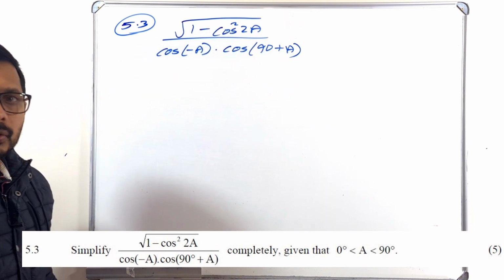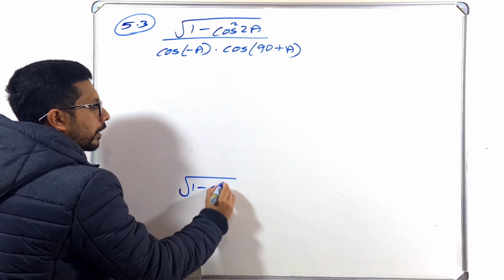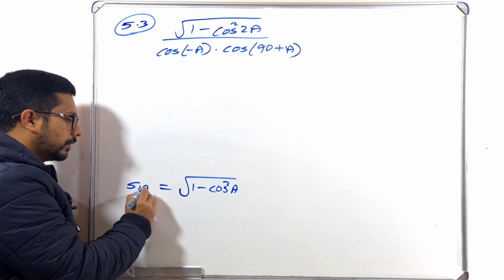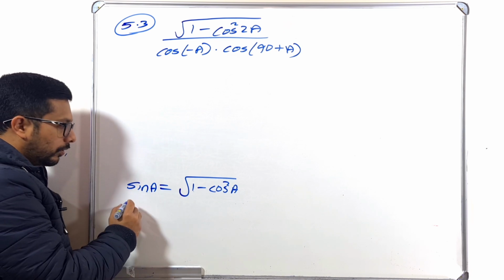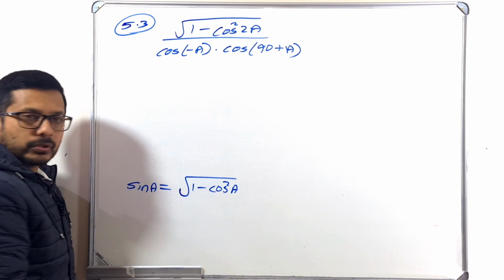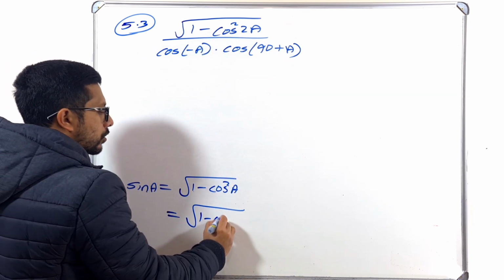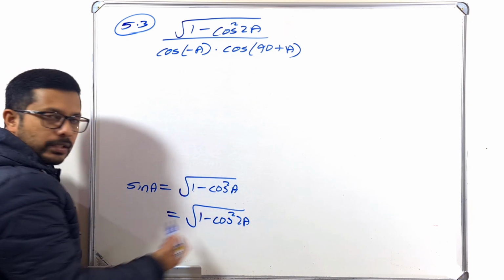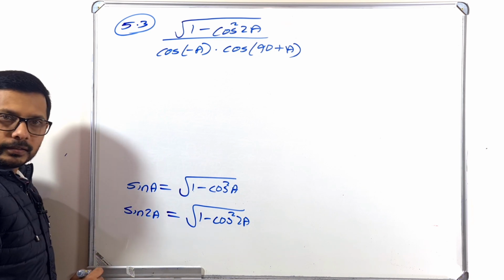Like in the previous question, I told you, when you see something like root of 1 minus cos square a, what is that one? That is sine a. Sine a is equal to root of 1 minus cos squared a. Do you remember the previous question I explained somewhere there? So what about the root of 1 minus cos square 2a? The only difference is here it is a, here it is 2a. So what you have to write? That is sine 2a. You understand?